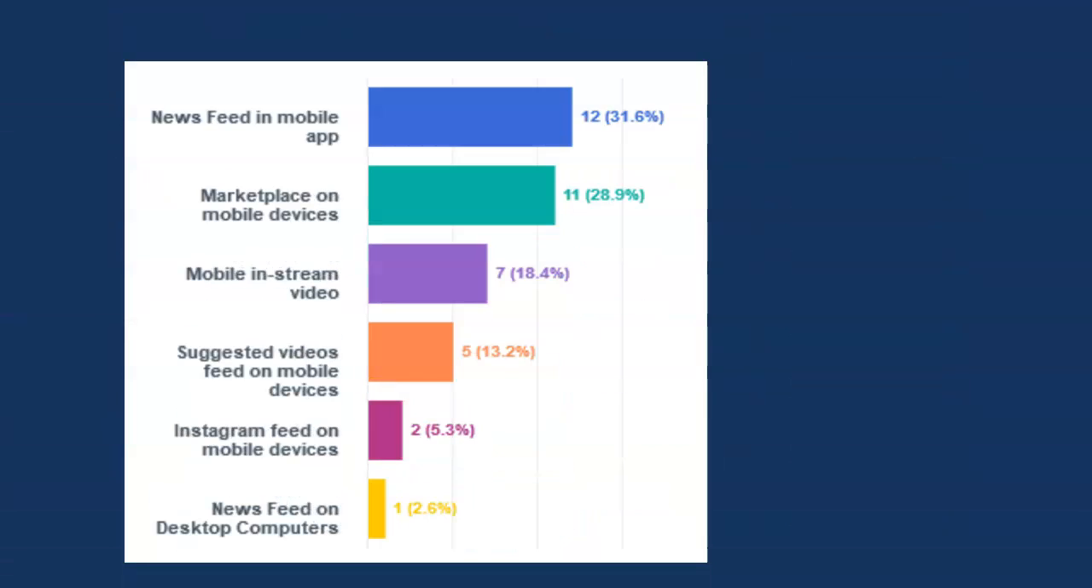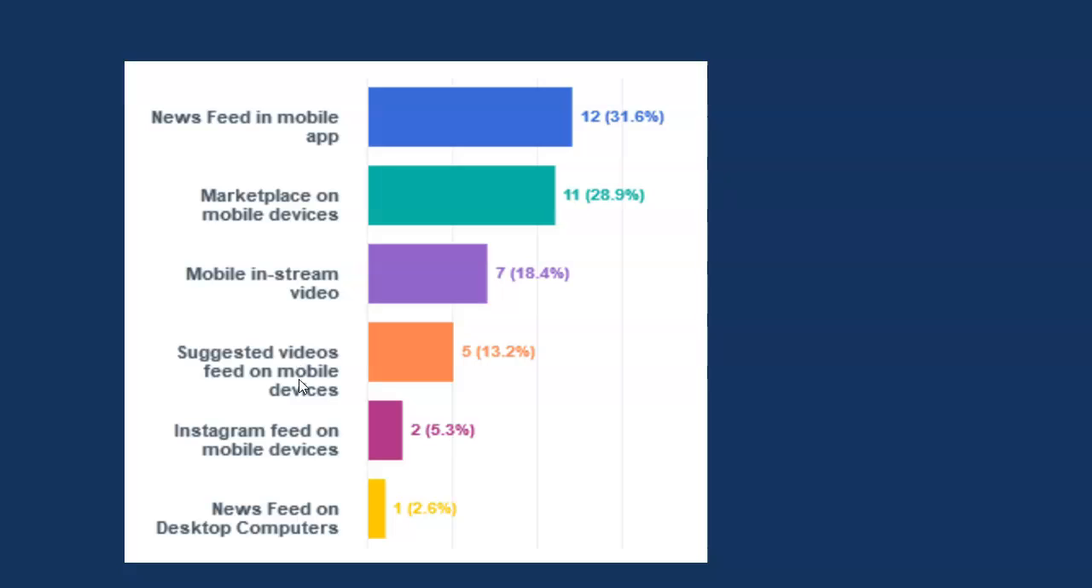So another interesting thing that Facebook gives is that it shows what the result is according to where the ads are shown. So as you can see, the best result they get is on the mobile app in the news feeds, and the second one is the mobile device on the marketplace.